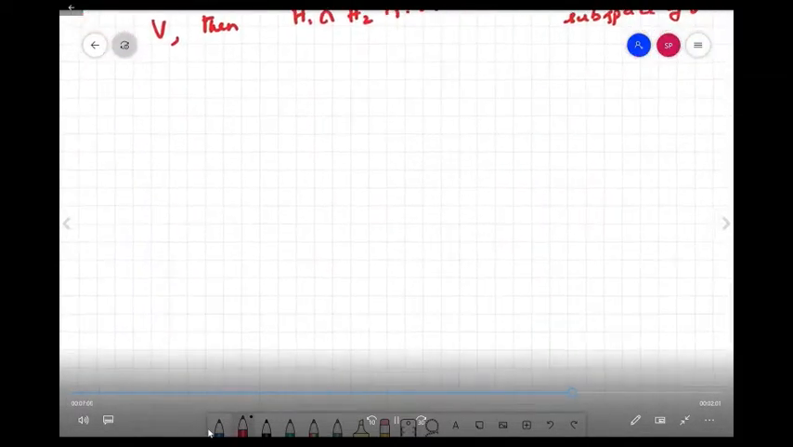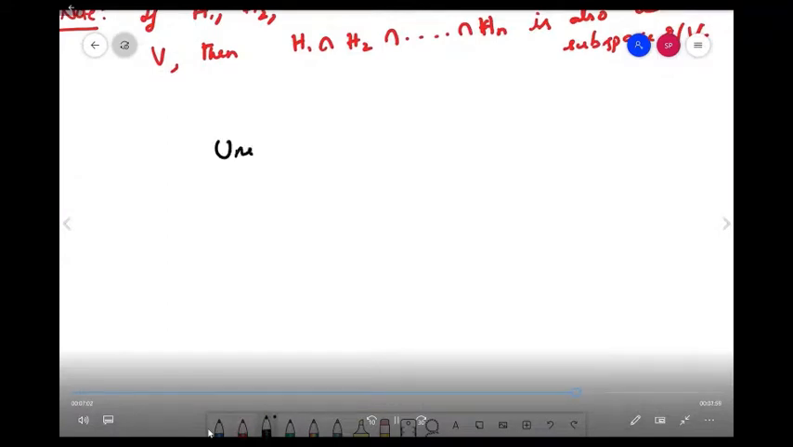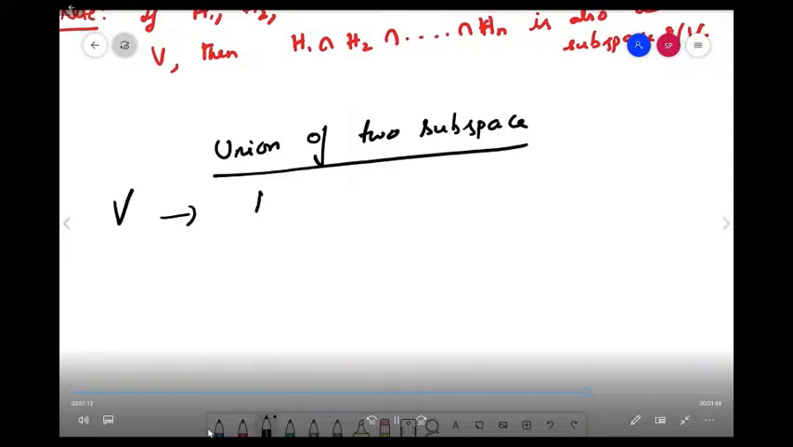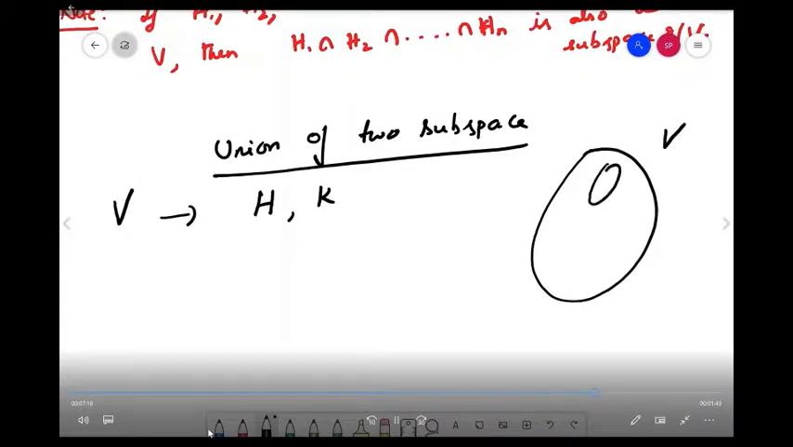Now we have seen the intersection of two subspaces. What about the union of two subspaces? Suppose I have a vector space V and there are two subspaces H and K. Let me take it like this: this is V and this is H, and then I have another subspace K. Then H union K, will it be a subspace of V or not? Need not always be.